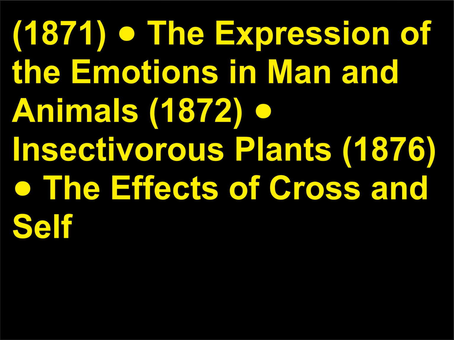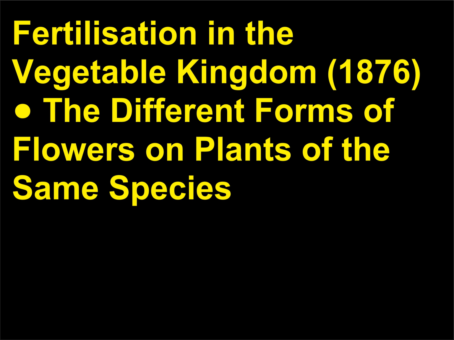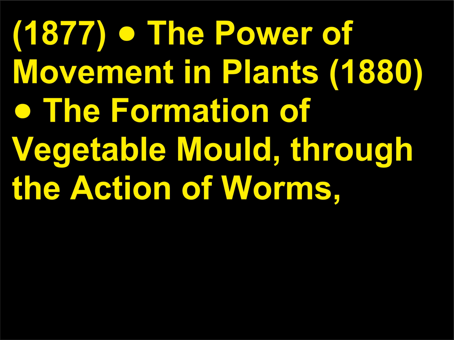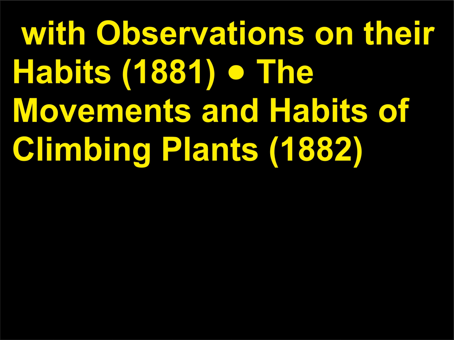1872, Insectivorous Plants. 1876, the Effects of Cross and Self Fertilization in the Vegetable Kingdom. 1876, the Different Forms of Flowers on Plants of the Same Species. 1877, the Power of Movement in Plants. 1880, the Formation of Vegetable Mould through the Action of Worms, with Observations on their Habits. 1881, the Movements and Habits of Climbing Plants. 1882.